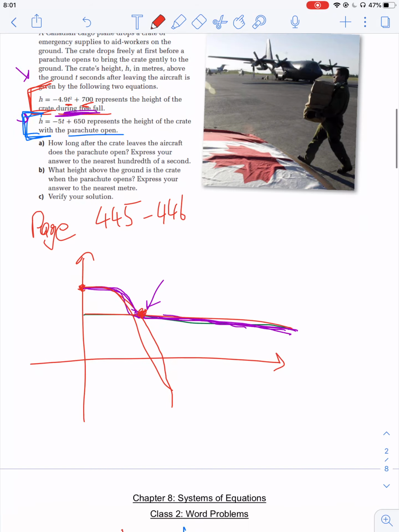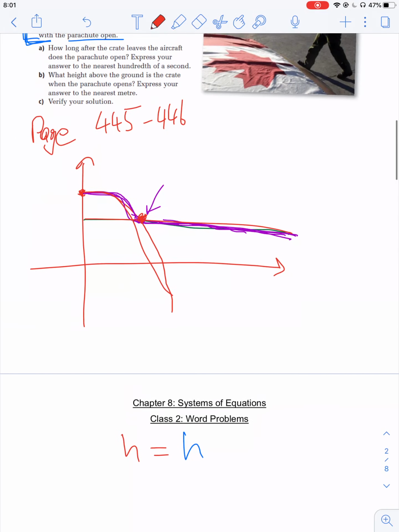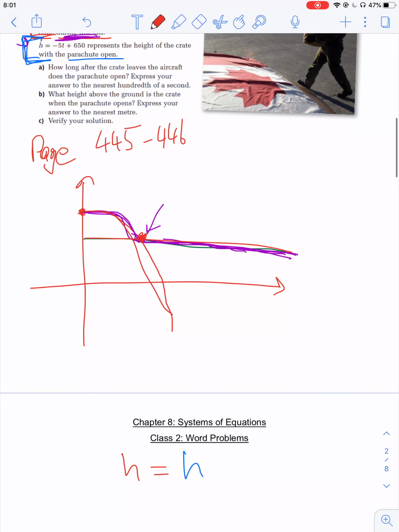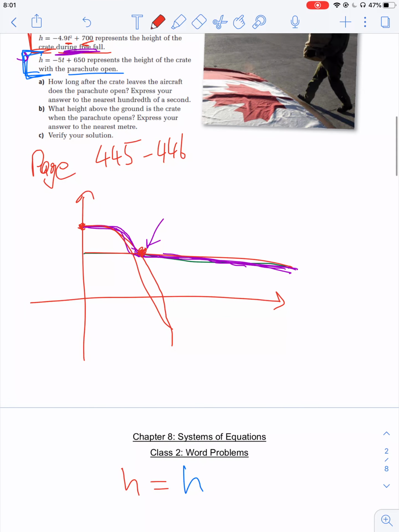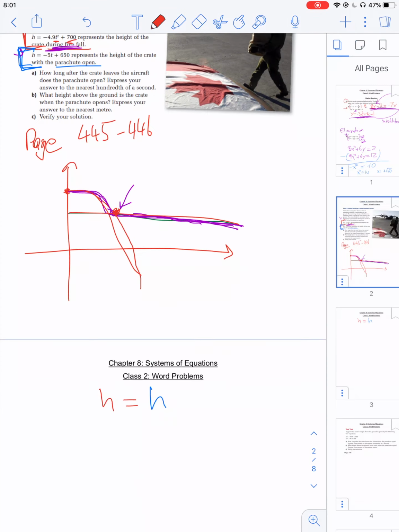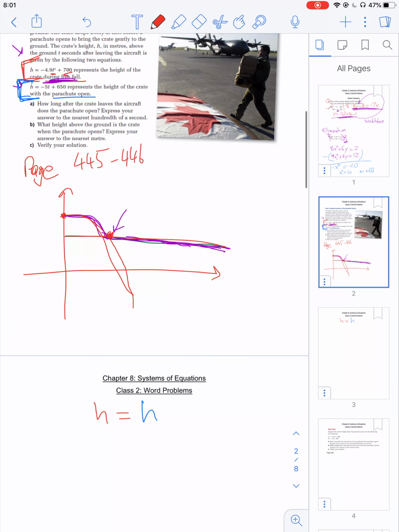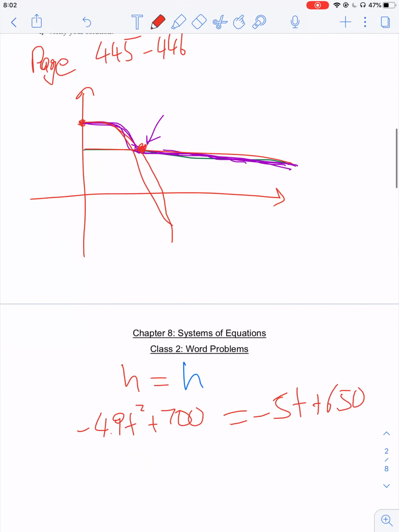In this case, I'm just going to equal the two h's together. This is what we call comparison. I'm actually going to do this because it will help me see the equation up there. So the equation is minus 4.9t squared plus 700. This quadratic function, I want this to equal my linear function, which is minus 5t plus 650.